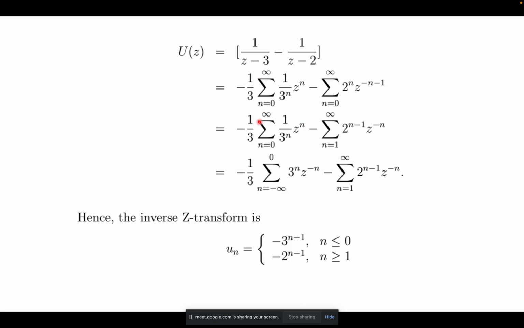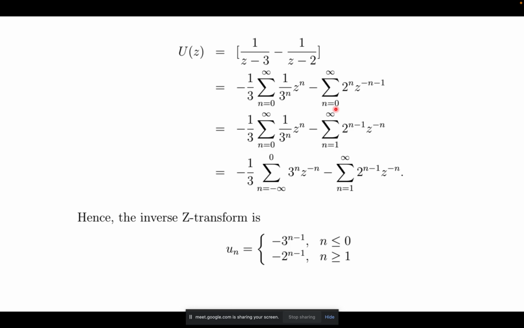Now again rewriting this, I am rewriting this as minus 1 by 3 summation n from 0 to infinity 1 by 3 power n times z power n. And here you see the power of z is given by minus n minus 1. But if you recall what the z transform is, the power of z should be minus n, right? So what you do here is replace n by n plus 1. So if you replace n by n minus 1, you will get 2 power n minus 1, and here you will get z power minus of n minus 1 minus 1. So here 1 and 1 will get cancelled, so you will be left with this.